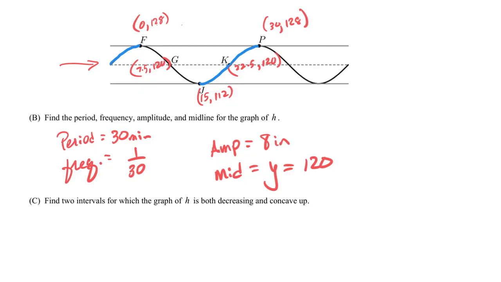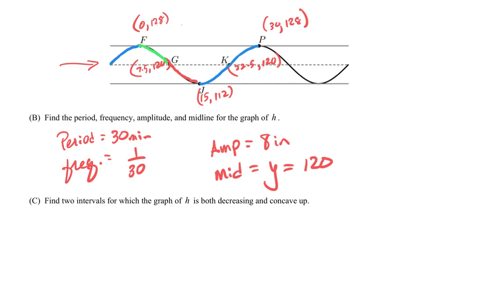So from F to G, I'm decreasing, so that part's good, but that is still concave down, and I want to be concave up. So I want this part right here. That's the only part that's good.